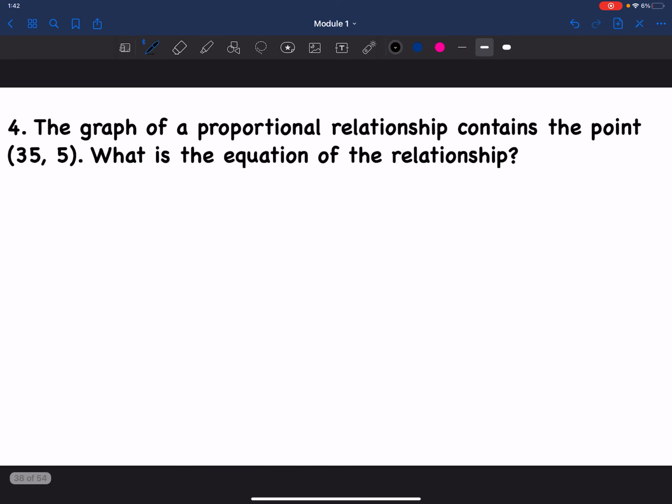Let's look at number 4. The graph of a proportional relationship contains the point (35, 5). What is the equation of the relationship? So we start by doing y over x. So here's my x, here's my y. So I wind up with 5 over 35. And that simplifies to 1 over 7.